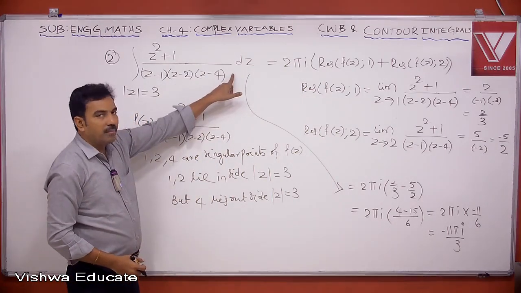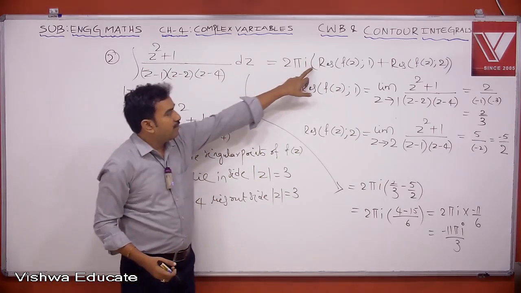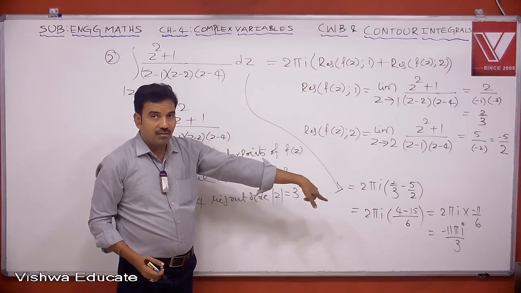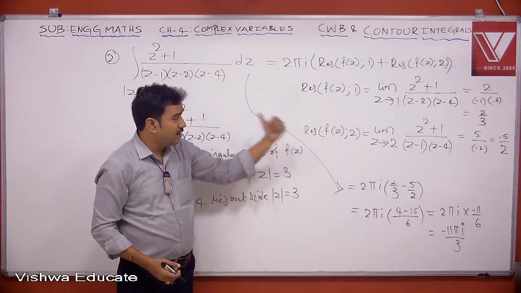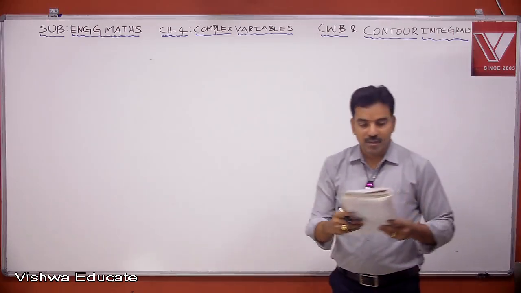Even if I have z minus 6, 6 is a point outside the circle. The formula will be the same, but the result will be different. Okay, so this is most effective. Work out this example.